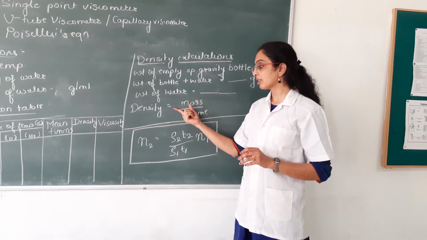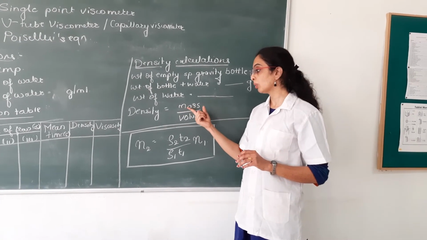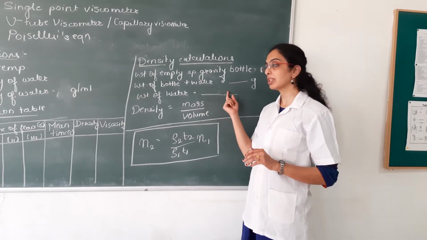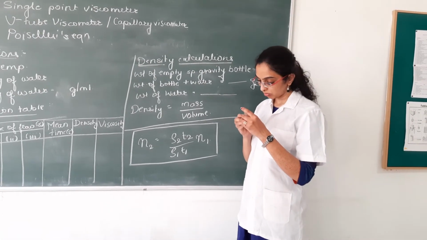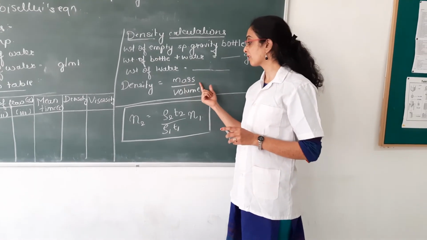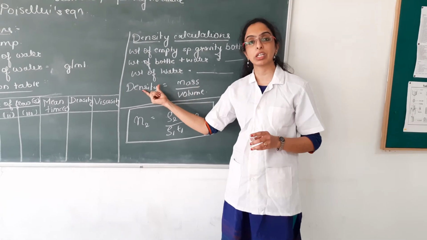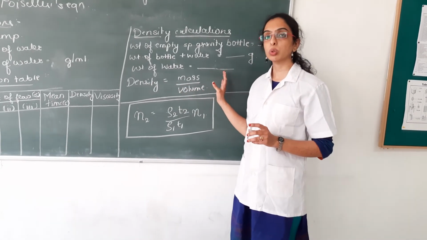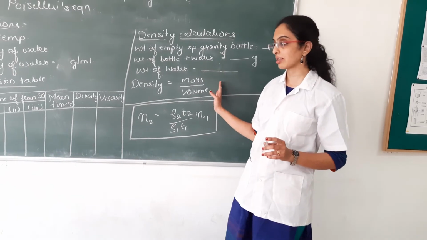Now how is density determined? Density is equal to mass upon volume. So mass you will get from this. Now volume, the volume of this density bottle is 10 ml. Okay, so mass divided by 10 ml, you will get the density of the water. Okay, so likewise we are going to determine the density.